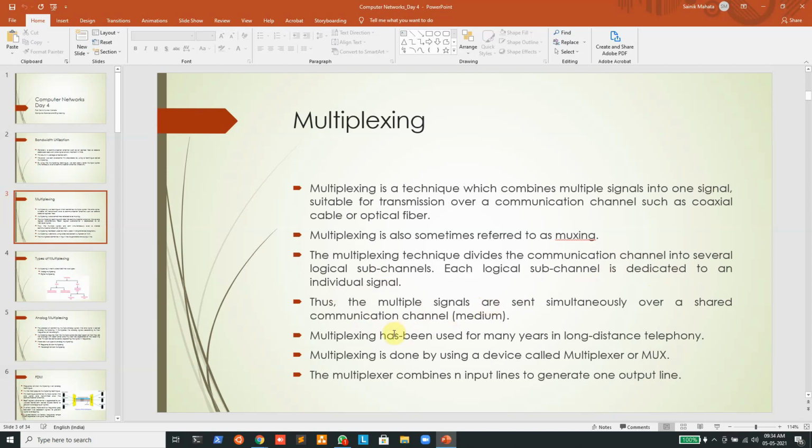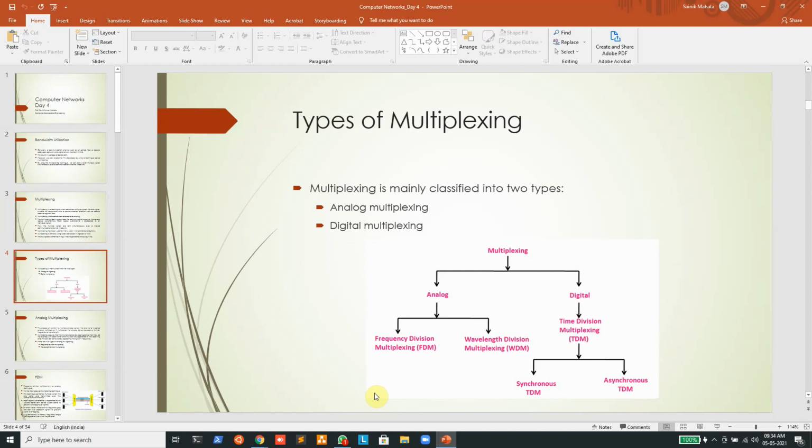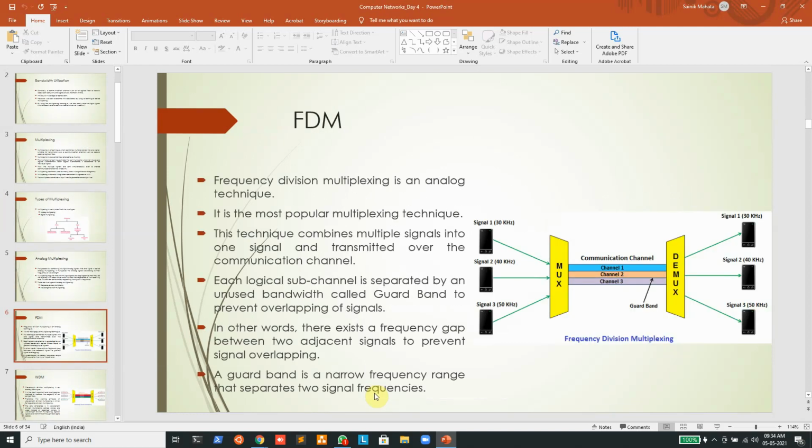Multiplexing has been used for many years in long distance telephony. Also, multiplexing is done by using a special device called a multiplexer or a MUX, and the multiplexer combines n input lines to generate one output line. What is the meaning of these points? We will see specifically when we study the multiplexing techniques.